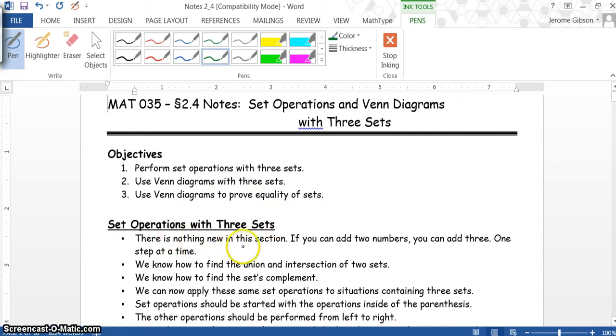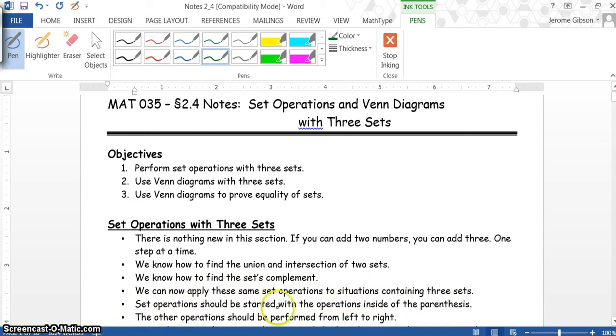There is nothing new in this section. If you can add two numbers, you can add three, one step at a time. We know how to find the union and intersection of two sets. We know how to find the set's complement. We can now apply these same set operations to situations containing three sets.